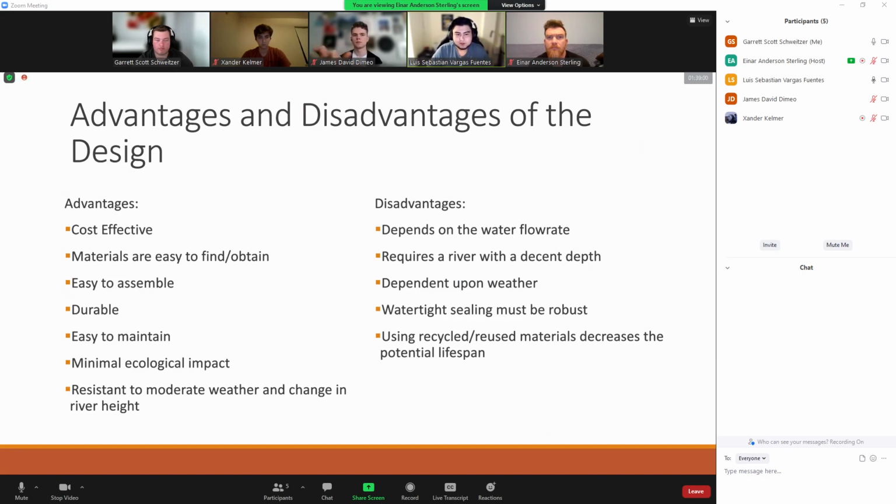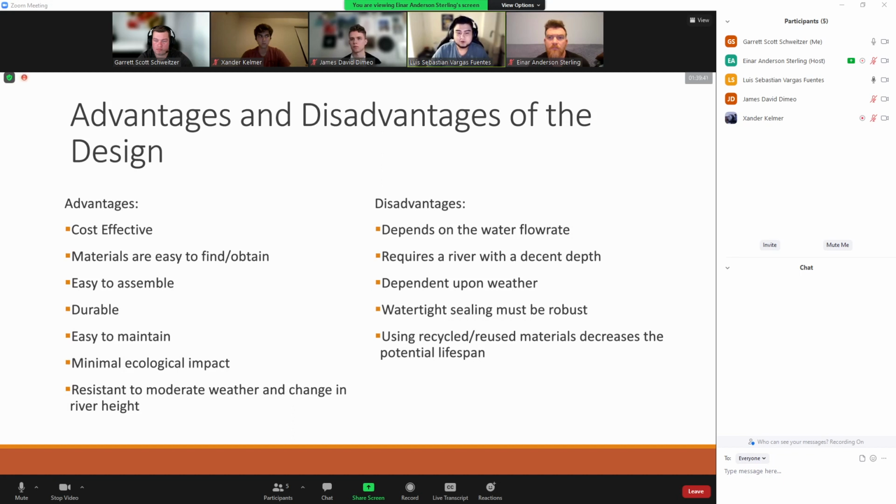A list of the advantages and disadvantages of the system is shown. Our most important advantages are that the system is cost efficient, materials are easy to find and obtain, and that it is resistant to moderate weather and changing river height. Making the system affordable with materials that are easy to find is going to let communities with lower income and resources build the spiral wheel. Also, making it resistant to moderate weather and changing river height will allow the user to keep getting water in different types of scenarios. The most influential disadvantages are the river height and the flow rate.